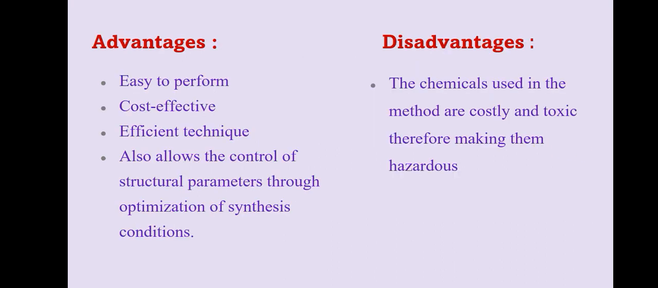Next is the advantages and disadvantages of the chemical reduction method. Advantages of chemical reduction methods are that it is easy to perform, cost effective, an efficient technique, and also allows control of structural parameters through optimization of synthesis conditions. The disadvantages are that the chemicals used in this method are costly and highly toxic, therefore making them hazardous to the environment. So these are the advantages and disadvantages of the chemical reduction method.